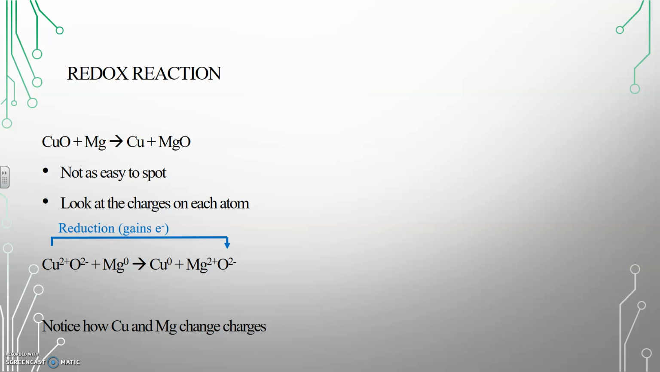So reduction is when it gains electrons. That's pointing at the wrong thing. Give me a second, let me fix that. Okay, so here you can see the copper has gone from a positive charge to a neutral charge. So it's actually gone down in charge, which means that it's gaining electrons. It's becoming a more negative charge. So it is going through reduction. And then on the flip side, magnesium is actually losing electrons, so it's becoming more positive. So it's oxidation.